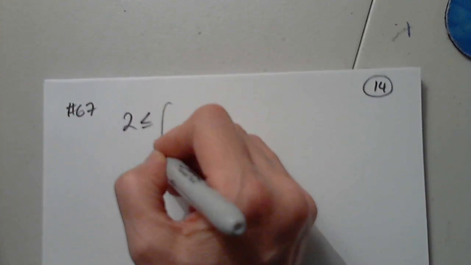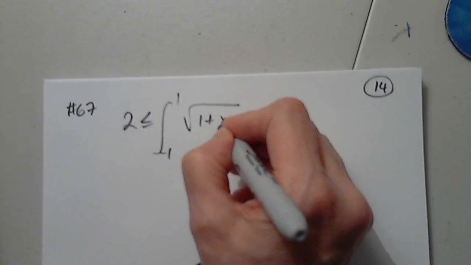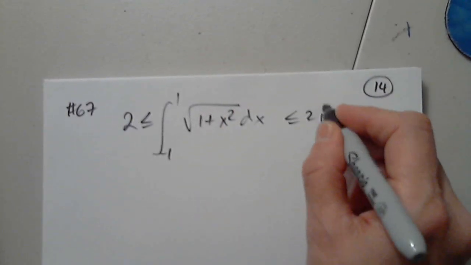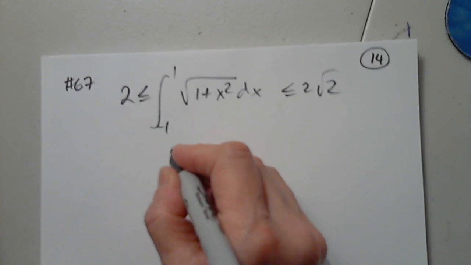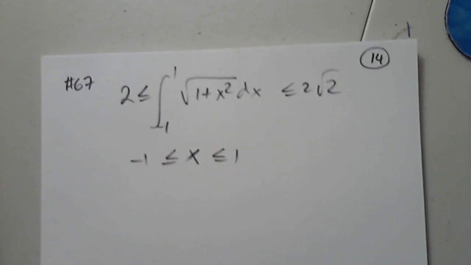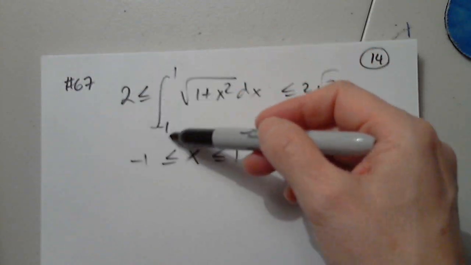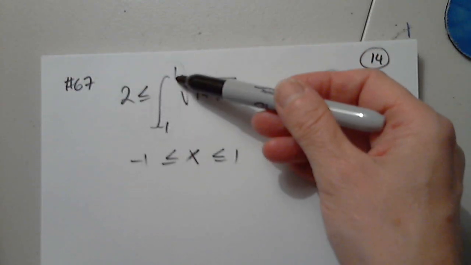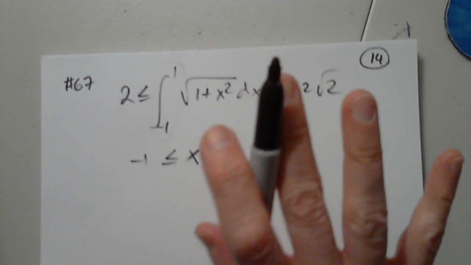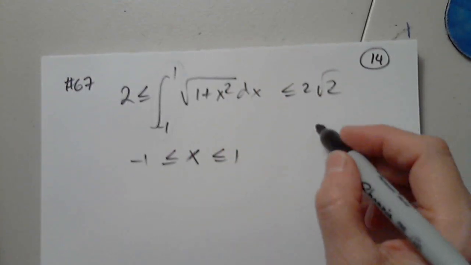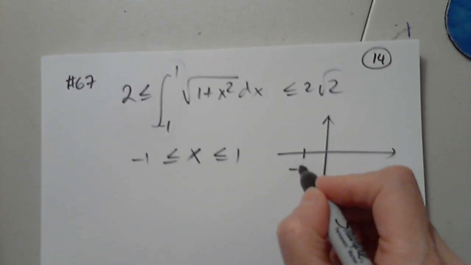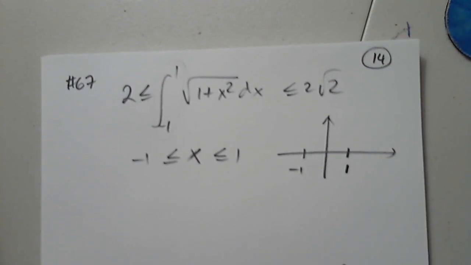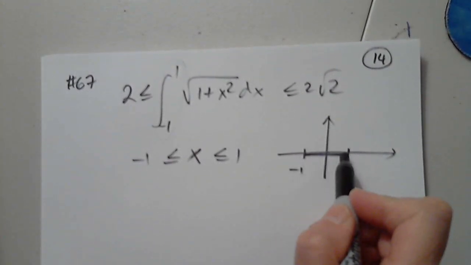So 2 is less than or equal to the integral from -1 to 1 of the square root of 1 plus x squared dx, less than or equal to the square root of 2. My starting point has to be the same. That's all I know: that x goes from -1 to 1. Now we have to think. Look at the graph of -1 to 1. In other words, this is the interval.